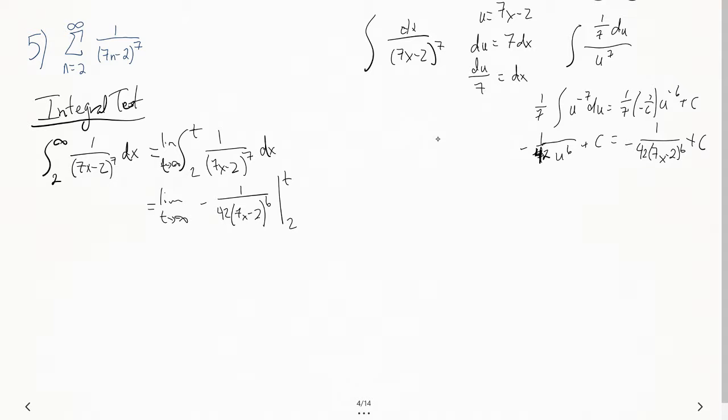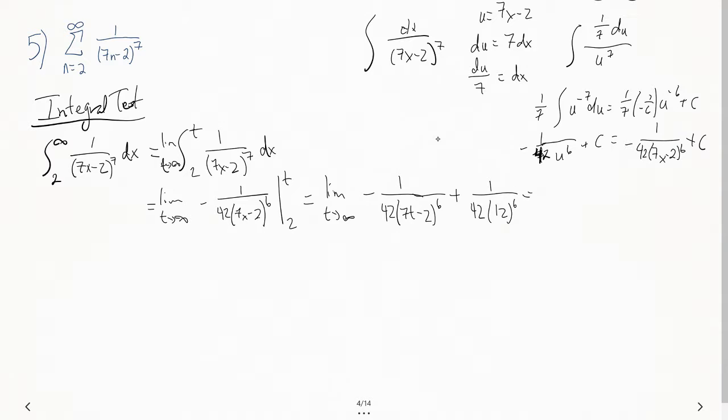So in that case, what happens? Well, as t goes to infinity, actually, let me plug it in first. And you'll see, hopefully quickly enough, why we don't prefer this method. Limit as t approaches infinity of -1 over 42 times 7t minus 2, the quantity raised to the 6. A minus and a minus makes a plus, so we'll have 1 over 42, and then when we plug in 2, we'll get 14 minus 2, which is 12 raised to the 6.